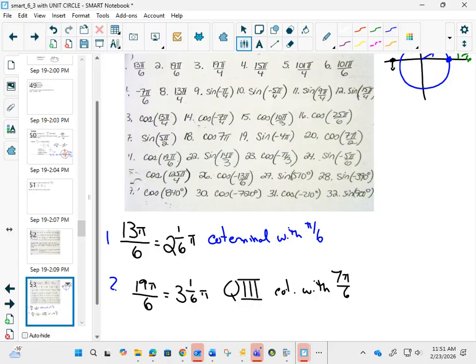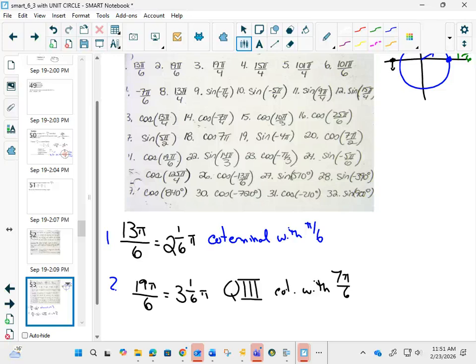So you see how those strategies for memorizing can help you in figuring this out. So I could figure out sine of 19 pi over 6 would be negative 1/2, because sine of pi over 6 is 1/2, and in quadrant 3, sine is negative. Whew. Mental math is coming up.